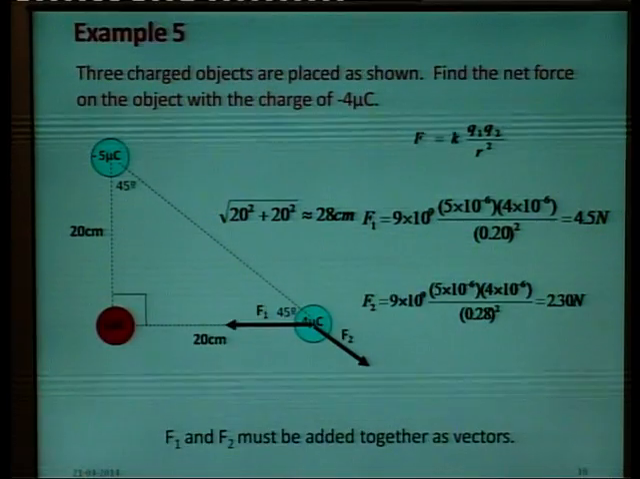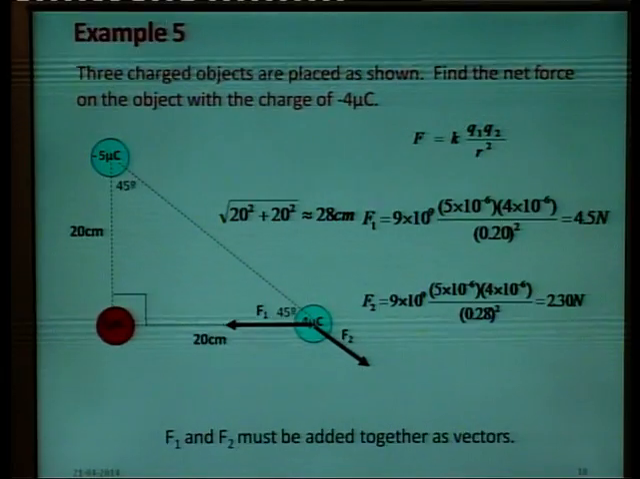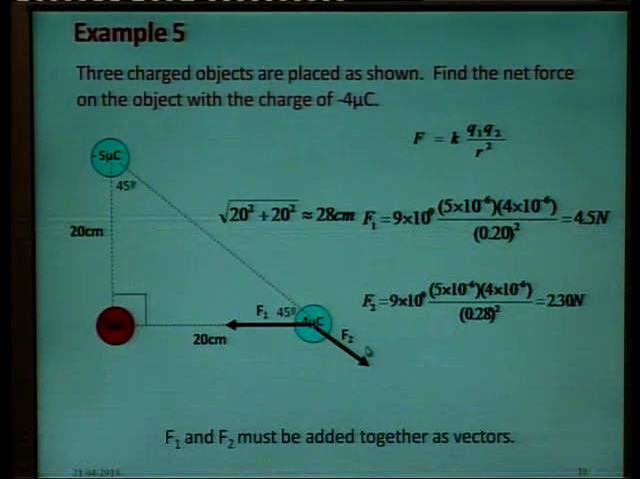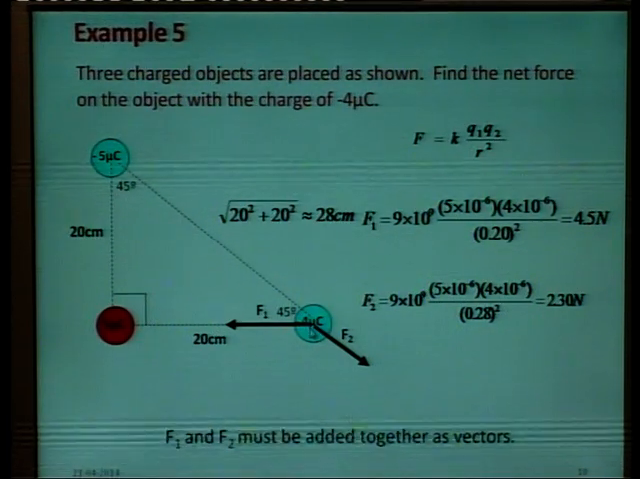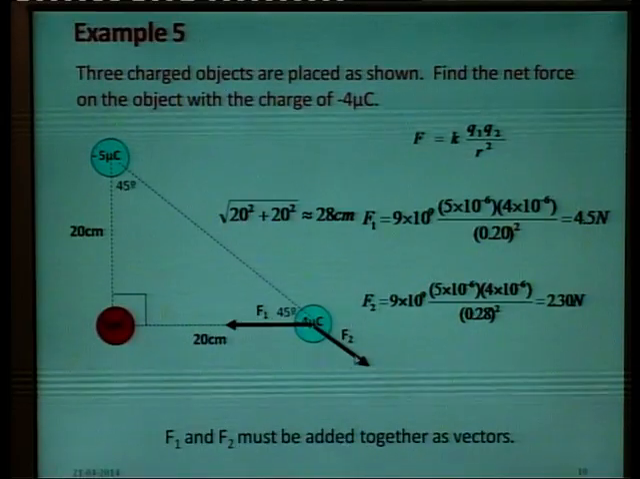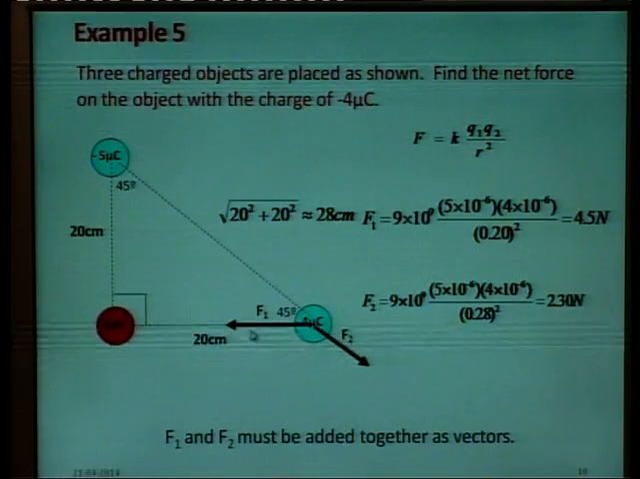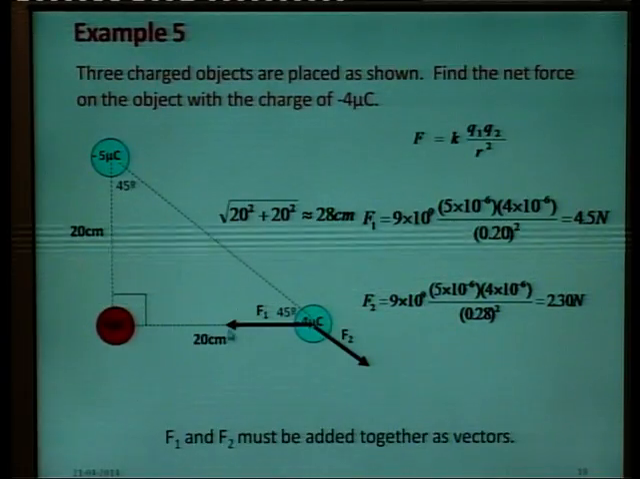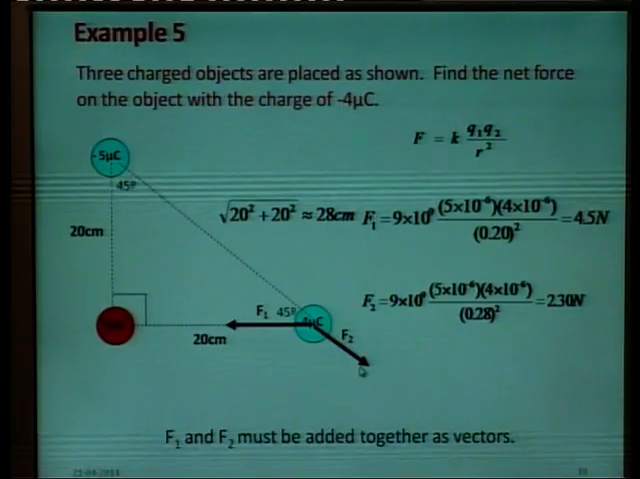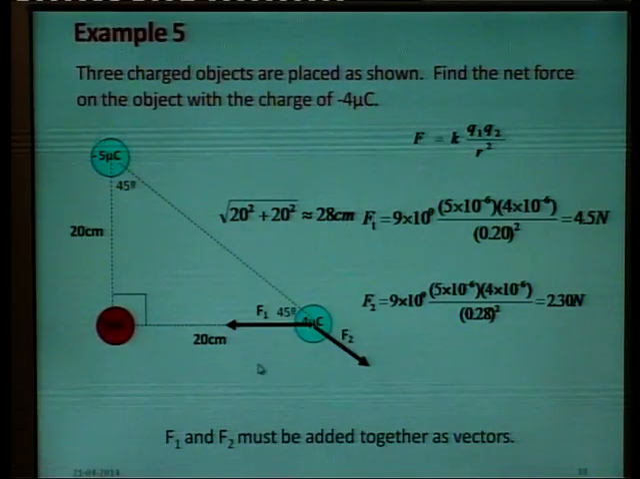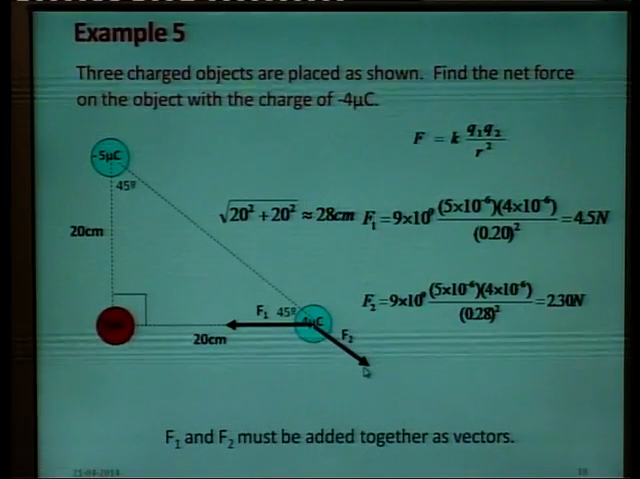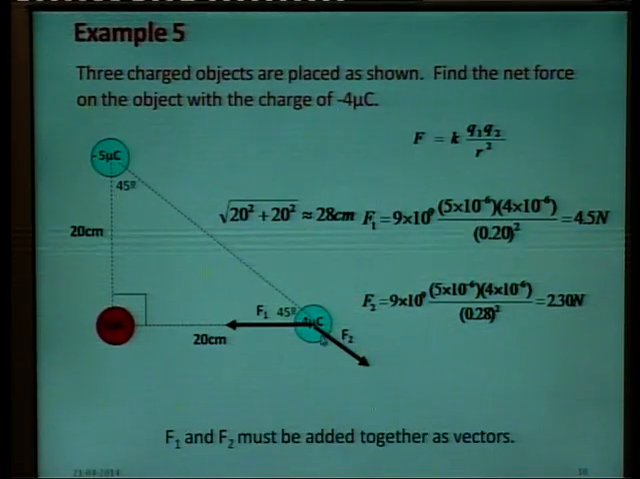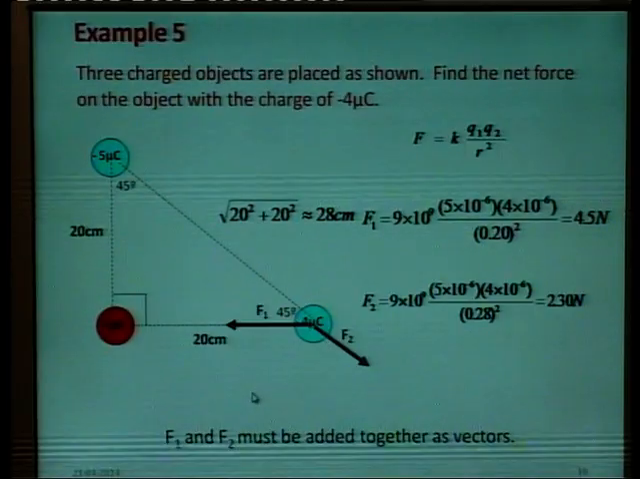Now, you want to find out the net force on the charge of -4 microcoulomb. So, the object on which we have to find out the net force. What will you have to do? You will have to use vector method. Either apply the parallelogram law, vector addition by parallelogram method, that is F1 square plus F2 square plus 2 F1 F2 cos theta, the under root.